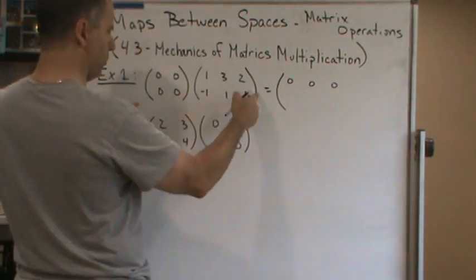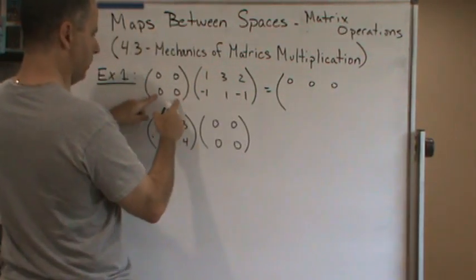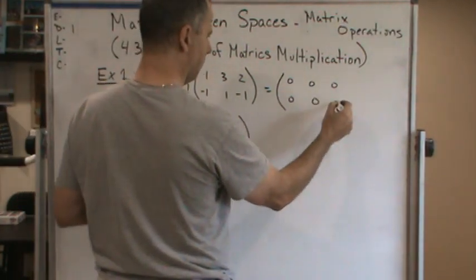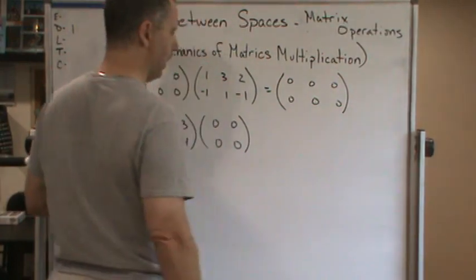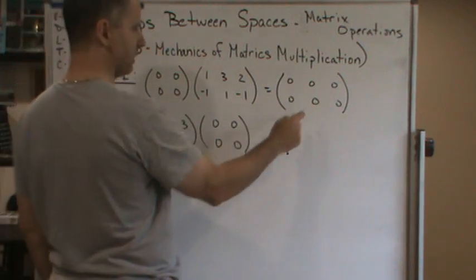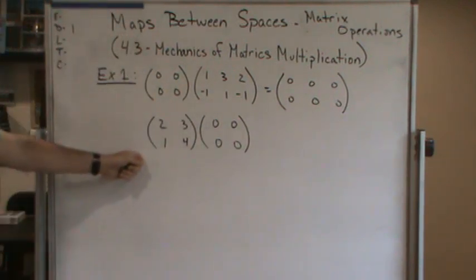And now you've gone through these. Now you go to the next row, do the same thing. And you're going to get 0, 0, and 0. So now you end up with another zero matrix. Now the dimensions are different, right? This is a 2 by 3 matrix. Okay.